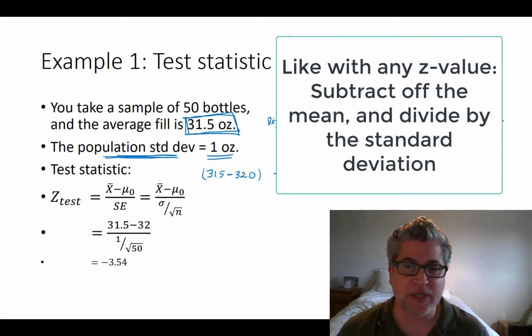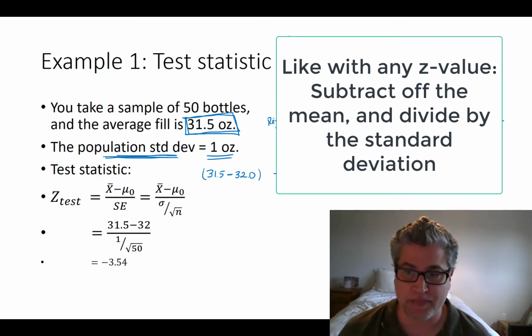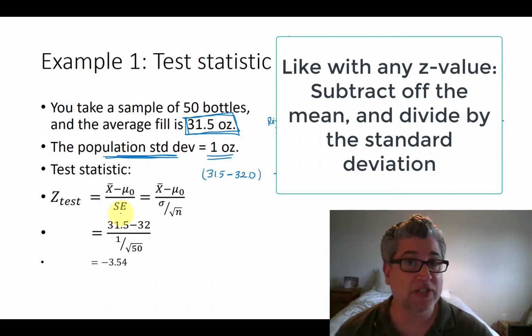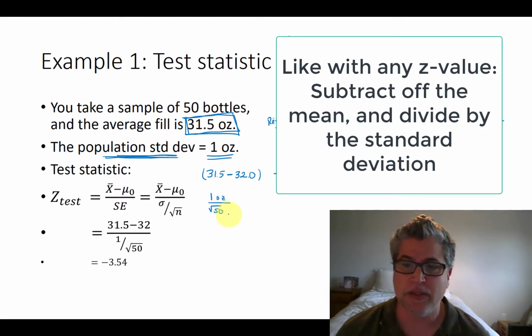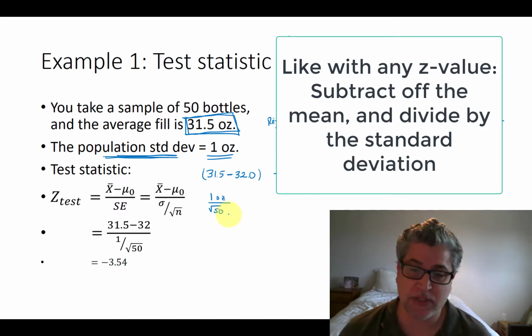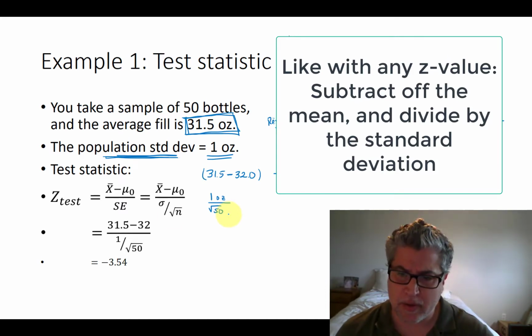Keep in mind that we're dealing with averages now, not with single units like single canisters of oil. So the appropriate standard deviation to talk about is the standard deviation of x bars, which is to say the standard error. And standard errors are equal to sigma divided by the square root of n. So what's our standard error? Let's see. Sigma is 1 ounce, and n is 50. So that's 1 ounce divided by the square root of 50. And we'll plug that into a calculator.